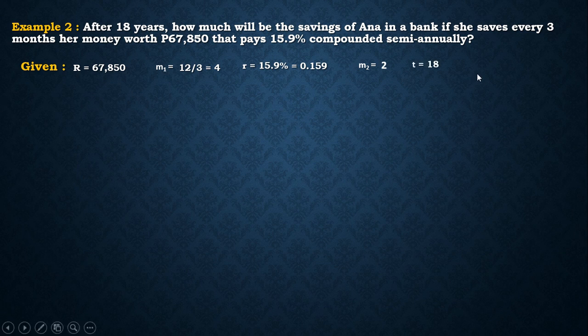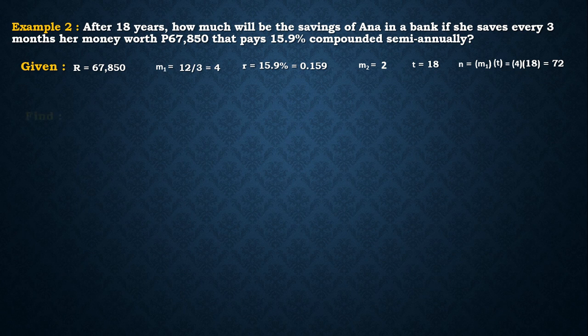Ang term natin is equal to 18. So after 18 years, nais makita ni Anna kung gaano kalaki ang naging savings niya. And then we have to find for the N. Ang N natin ay may formula na M sub 1 times T. So ano nga bang M sub 1 natin? 4. Ang term natin is 18. So we have to substitute 4 times 18, that is equal to 72.